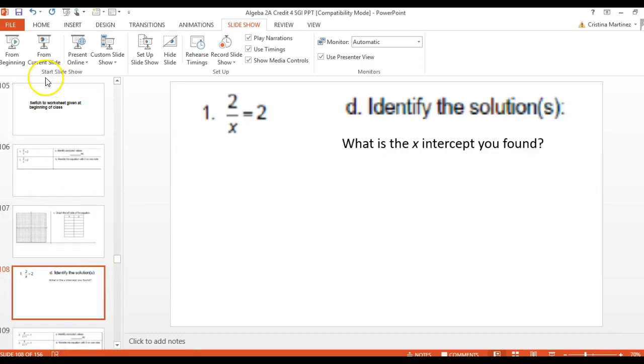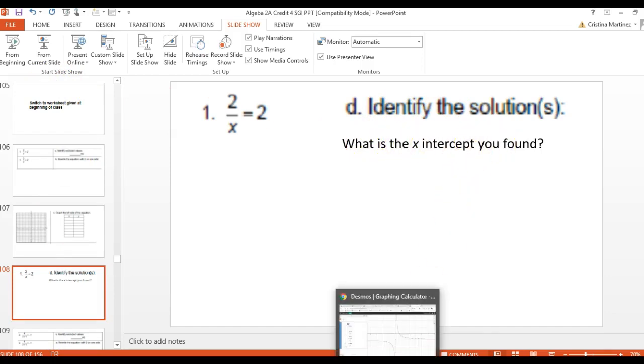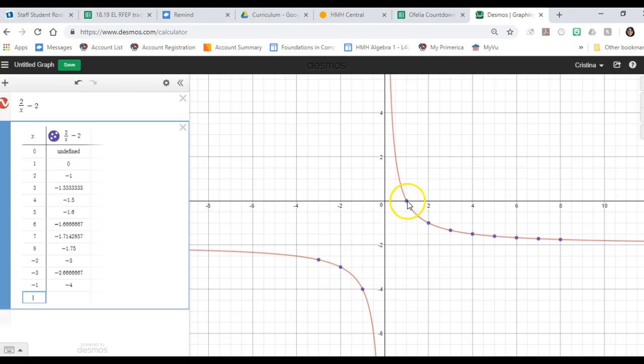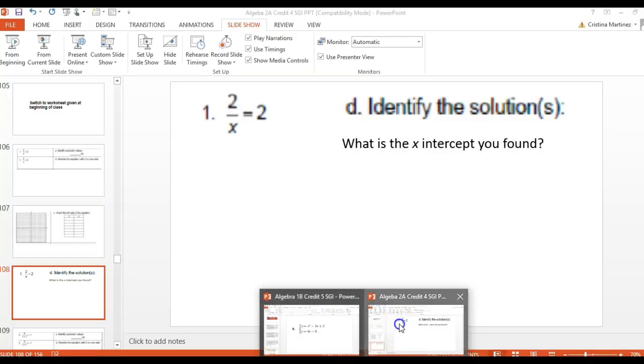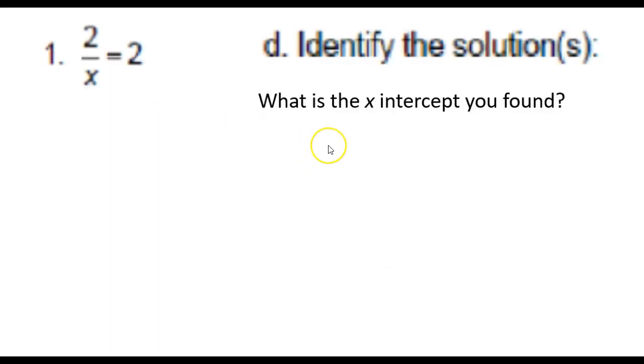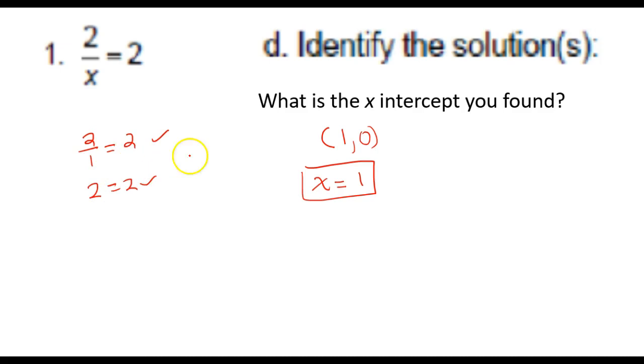Moving right along, we will be identifying our solution, which was the x-intercept you found. So looking back at that graph, I see my x-intercept is where my graph hits the x-axis, which was 1, 0. So for this one, that would be an x-intercept of 1, 0. So that means my solution would be x equals 1. In fact, if we check that, 2 divided by 1 is 2, isn't it? Yeah, that does work.